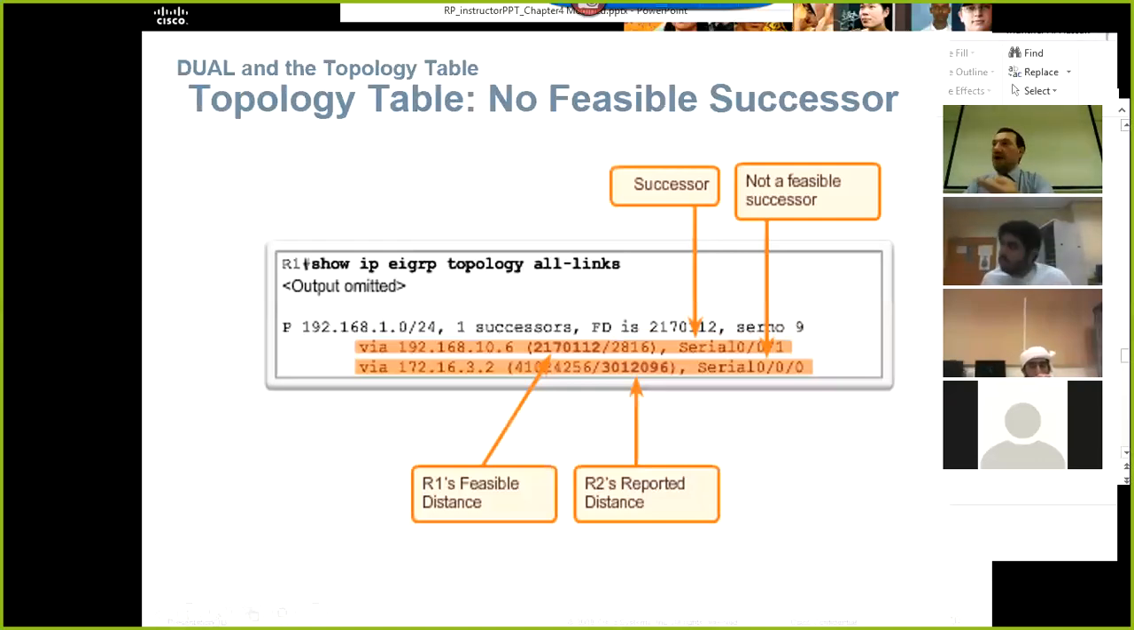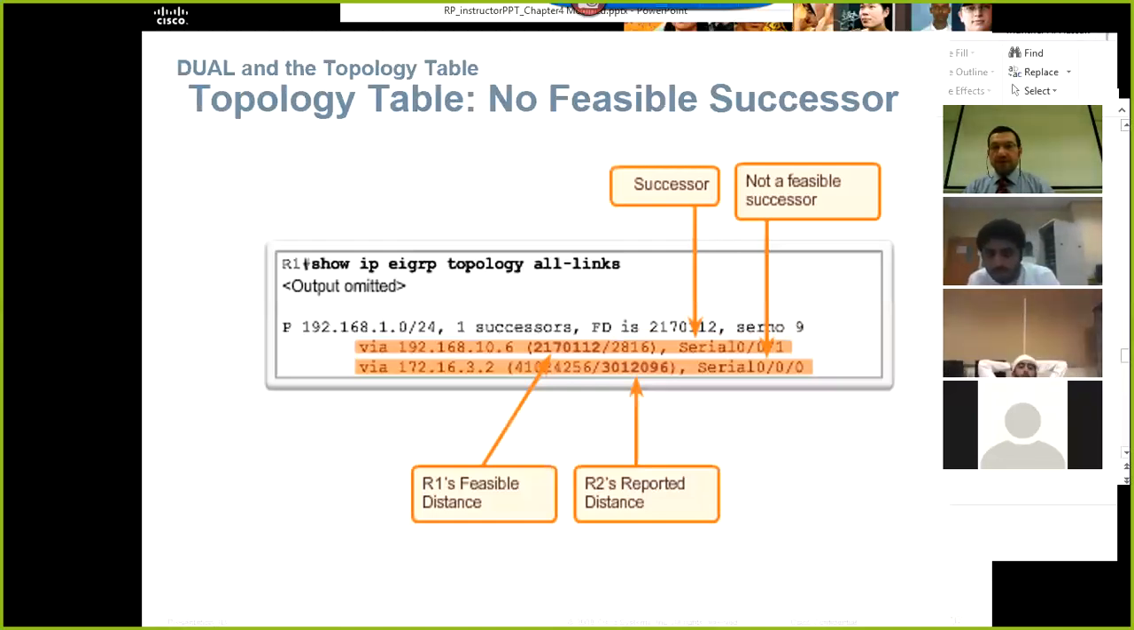Now, the second one, it says via neighbor Rashid, which is 172.16.3.2, because this is his IP address. And he will take me to Mansour using a metric, not a feasible distance, a metric of 41 million something, 256. Big number. Obviously, he cannot be my successor. Why? Because this number is much bigger than this. So this is 2.1 million. This is 41 million. So immediately Muhammad is recognized as my successor.